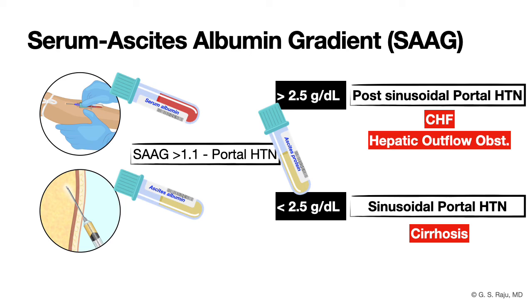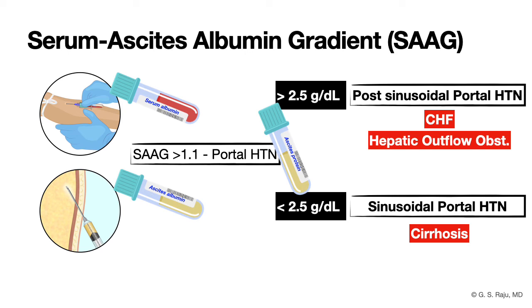So for the most part, you want to calculate the SAAG, and you can figure out if the SAAG is high. Obviously, you should be thinking about heart failure, cirrhosis of liver, and anything in between that is hepatic outflow obstruction. And you could find out by clinical exam, heart failure, no heart failure, by looking at signs of right heart failure.